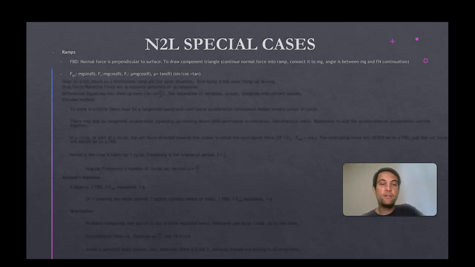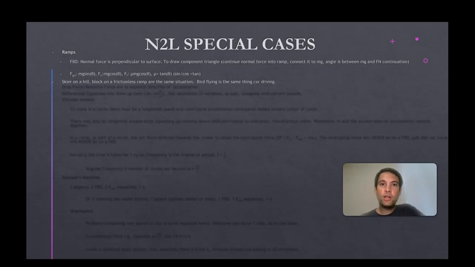Down the ramp is going to be frictional force, mu times normal force, or mu mg cosine theta, and so on. The coefficient of friction can be found using tan theta, because sine over cosine equals tan. Do that derivation, check it out, make sure you can do it.